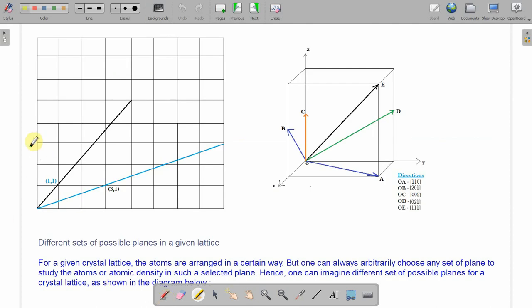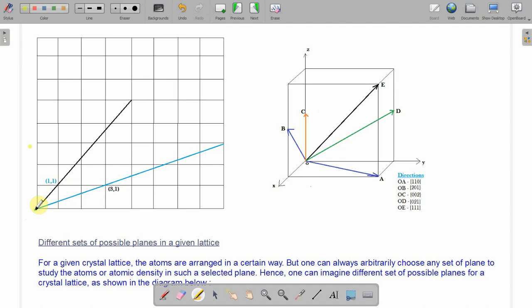Shown here on the left is a two-dimensional crystal lattice, specifically a square lattice, in which two arbitrary directions are represented by two lines. The first line is shown in black, whereas the next one is in blue. The first line has been labeled or indexed as 1, 1. That means the direction of the first line in this 2D lattice is 1, 1. Whereas the second line is labeled as 3, 1.